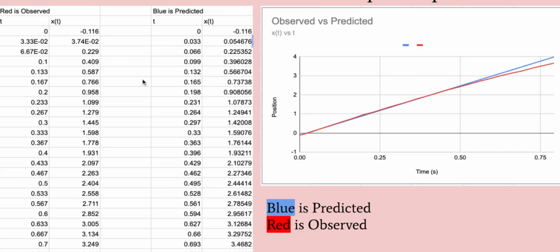So here are the screenshots of the points from both my observed graph and points in Tracker, and then my predicted points and then graph from GlowScript. The blue is the predicted and the red is the observed. And clearly there's a few differences, which I will elaborate on. And then here's a screenshot of my code from GlowScript.